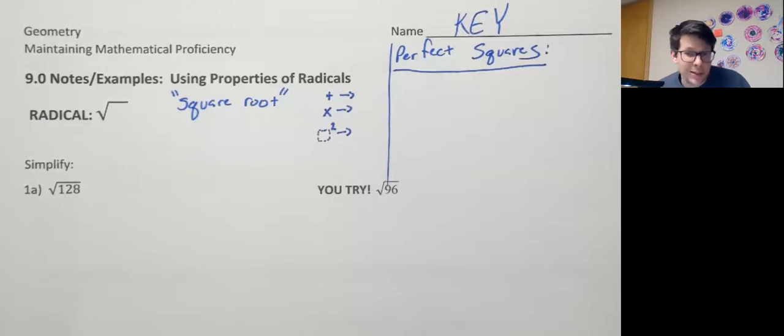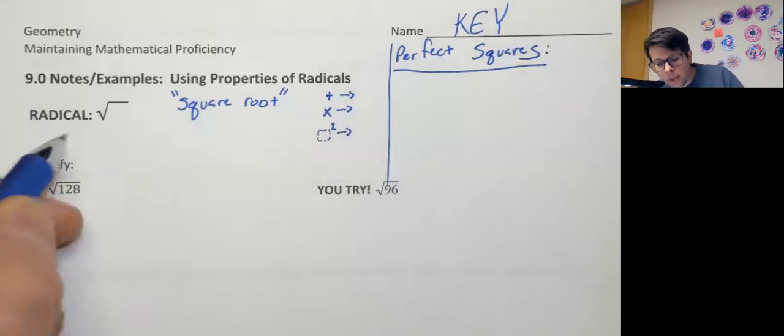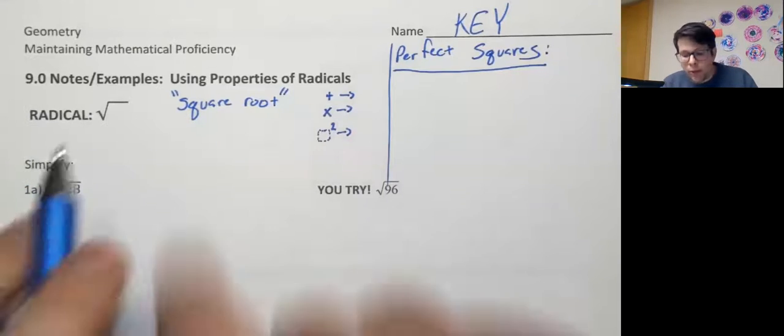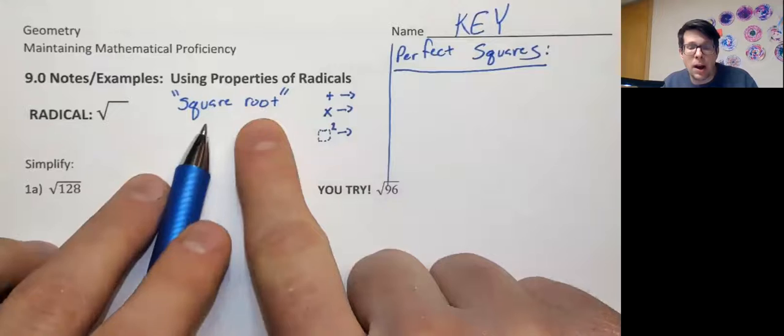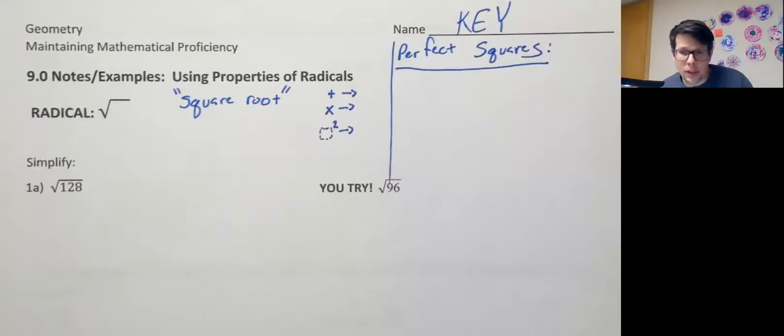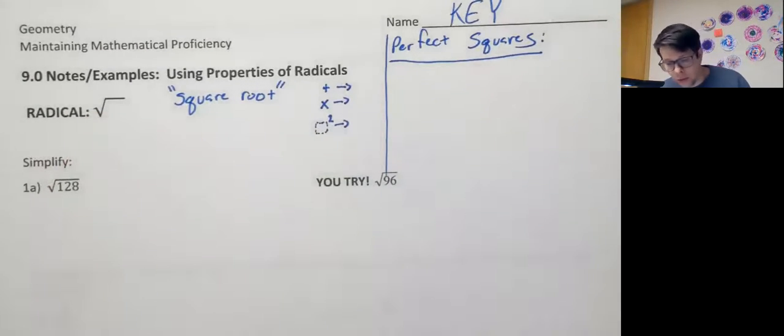So section 9.0 is an algebra section, and it is about using properties for radicals. So let's talk about the word radical for a little bit. The radical refers to this symbol right here, which oftentimes is referred to as square root. That's the proper term. I know that when I talk to a lot of students in class, they refer to this as the square, and that's not quite true. And I'll talk to you a little bit more about how it is related to squares in a couple seconds.